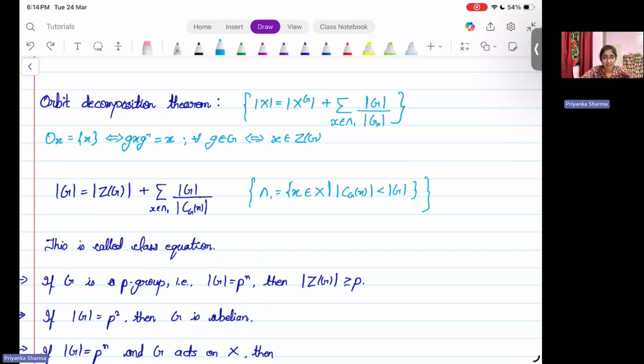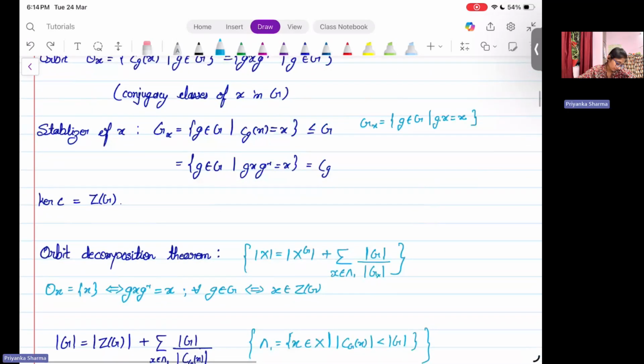And what is G_x for a given x in G? This is C_G of x. Okay, this we have seen here.